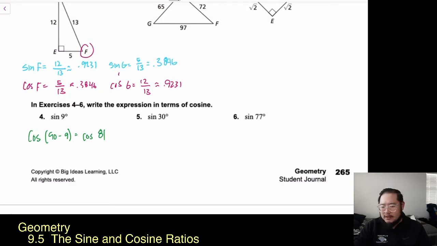All right. So let's take a look at number 5. The sine of 30 is equivalent to the cosine of 60. Why? Because if you take cosine and then you take 90 minus 30, that's how you get that number.